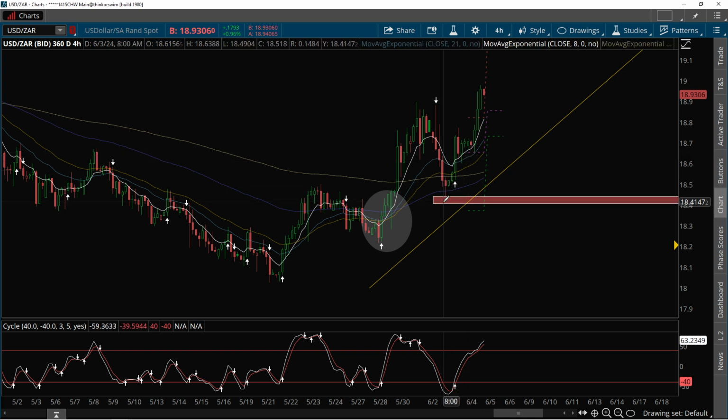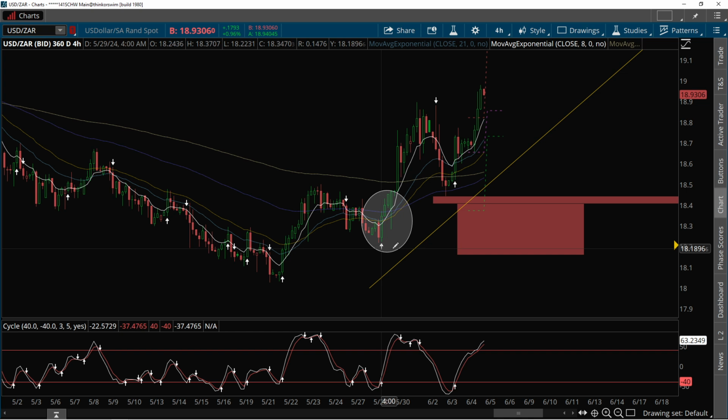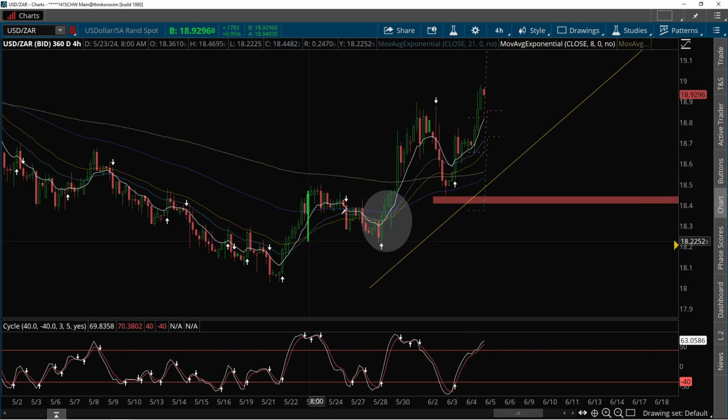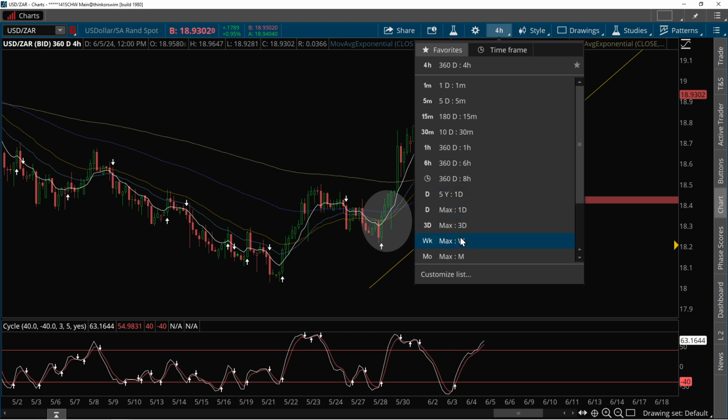So we were right in there, coming in the previous structure, bouncing off our 89, and this was our initial risk. Our initial risk went down to this previous low down here, but now we take all that off the table, right? So the trade's running risk free, and we step out here to the weekly chart.